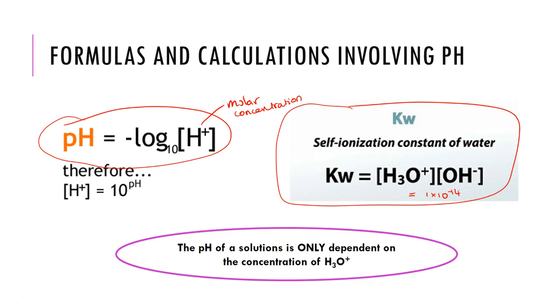That means that pH can only ever be calculated based on the concentration of H3O+ or H+. We can rearrange that log equation to give us that the concentration of H3O+ is equal to 1 times 10 to the negative pH. So now we can figure out our concentration from that as well. But pH equal to the negative log to base 10 is the one we use most of the time.